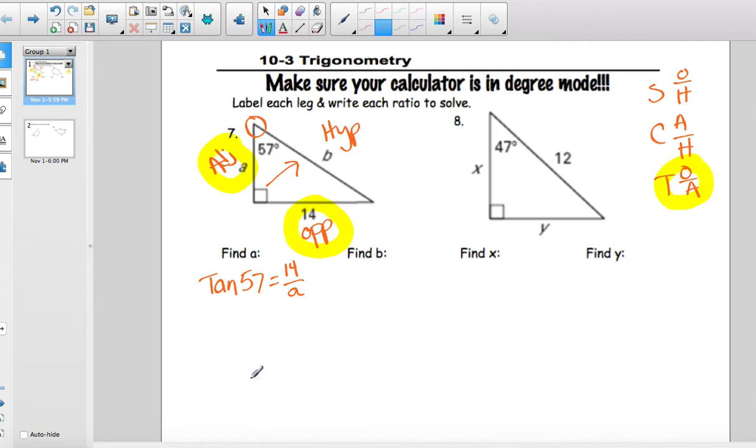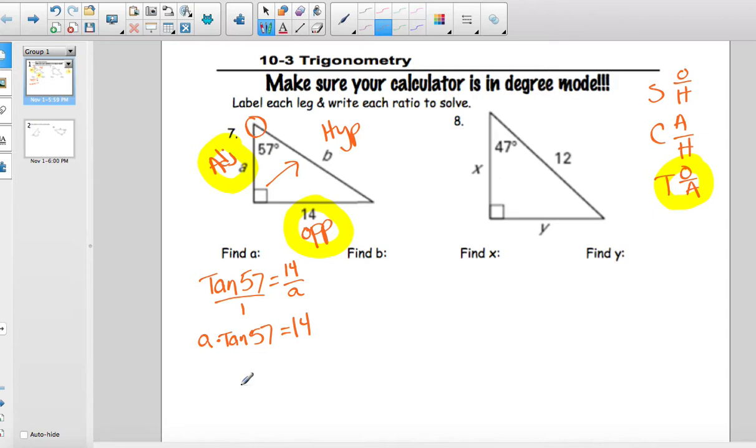Then I like to put a 1 under the tangent 57 so that I can see it as cross multiplying to solve. You don't have to think of it that way. You can think, all right, I would multiply by A to get A off the bottom. However you think of solving this, go ahead and begin the solving process. I'm going to cross multiply, which will give me 14 equals A times tangent 57. Again, that's an A, not a 9.